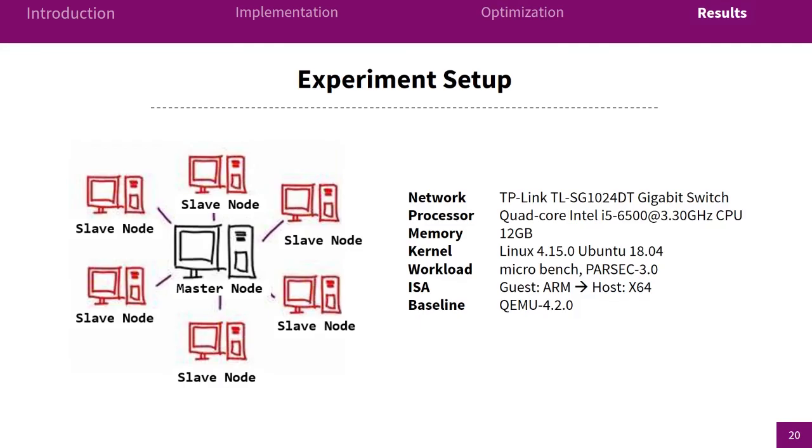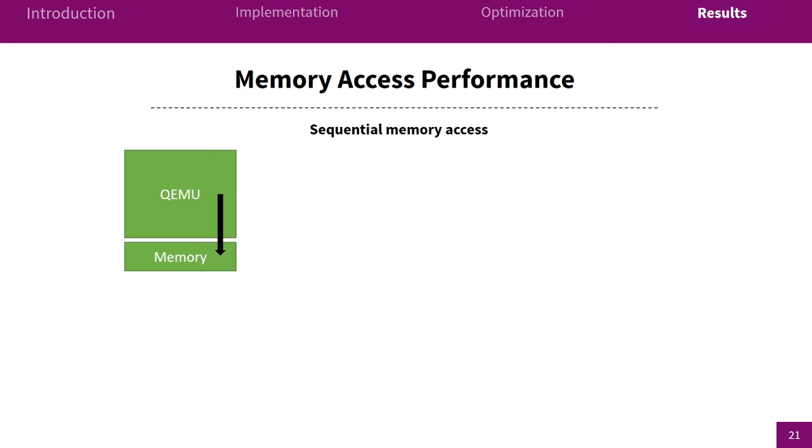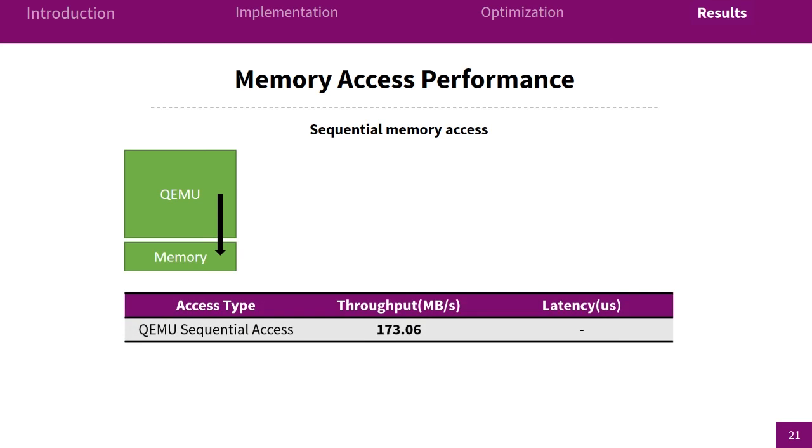We are curious about the performance of the proposed mechanisms, so we set up a cluster with 7 quad-core nodes. Each of them has a quad-core Intel x86 CPU, and the guest architecture is ARM. We take QEMU 4 as our baseline. We first measure the memory access performance. For sequential memory access, DQEMU has a throughput of 173 megabytes per second.